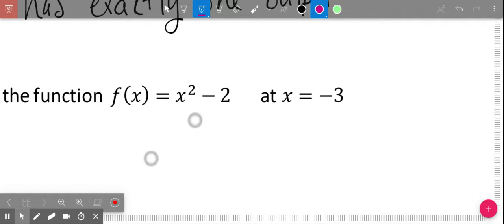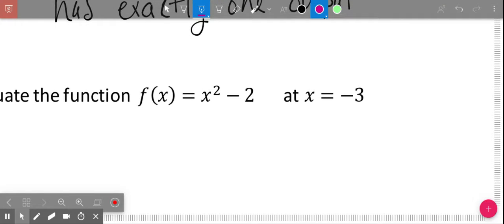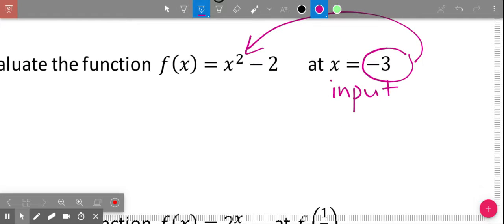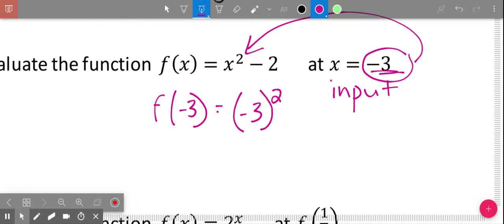Okay, so we can actually go through and evaluate these functions and get some important pieces of information. So looking at this, it says evaluate the function f of x equals x squared minus 2 at x equal to negative 3. So I'm going to take that negative 3. This is my input. Okay, remember x's are our inputs. They're also our domain. And I'm going to put that into the function. That's why we call them inputs, because we put those into the function. Okay, so when I do that, my x isn't x anymore. Now it's a negative 3. I'll have f of negative 3 equals, instead of x squared, negative 3 squared minus 2.